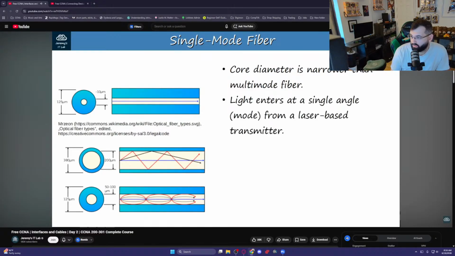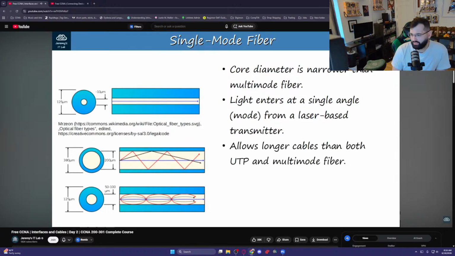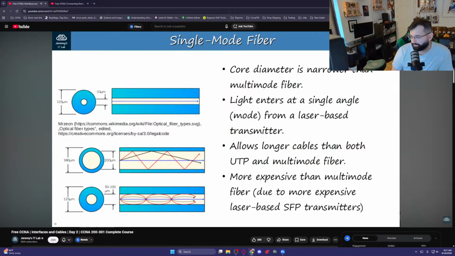Light enters at a single angle, known as a mode, from a laser-based transmitter. Notice in the diagram that the light wave travels straight down the core of the cable. Single-mode fiber allows longer cable lengths than both UTP and multi-mode fiber cables. And single-mode fiber cables are more expensive than multi-mode fiber cables, due to the more expensive laser-based transmitters used. Okay, now let's look at some standards for fiber optic cables like we did with UTP cables.